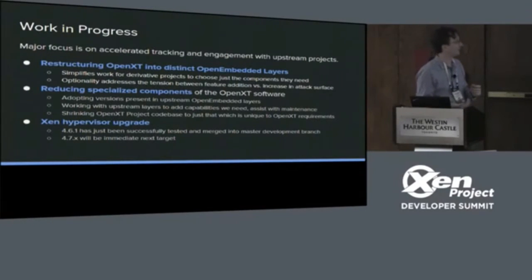In a similar vein, we're also trying to push code out of OpenXT by just adopting the versions that we can inherit from upstream OpenEmbedded. It's one of the reasons we're also heavily pursuing more recent versions of Xen, is that our patch queue is reducing as we're able to get closer to what you guys are doing at TIP.